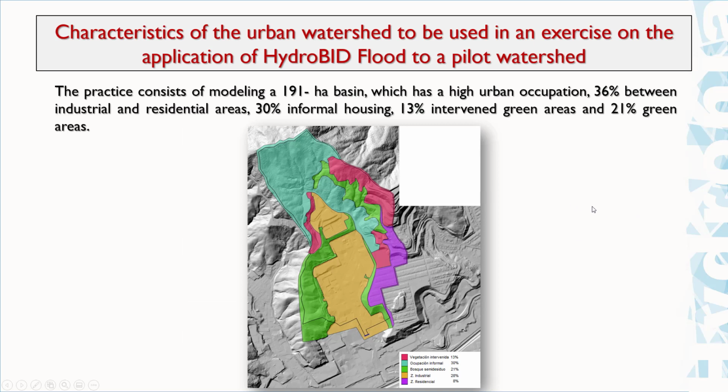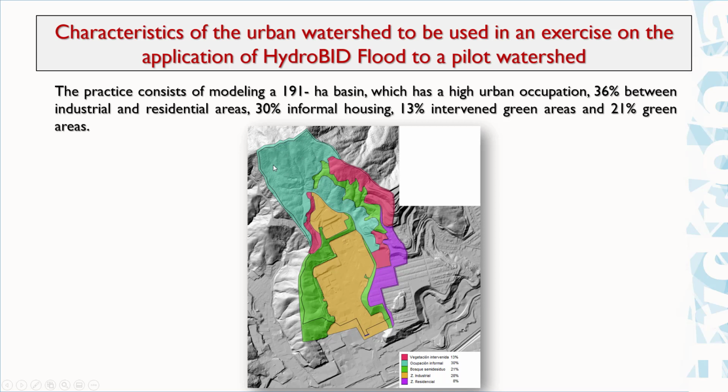Okay, now let's analyze the characteristics of the urban watershed to be used in the exercise on the application of HydroBID flood to a pilot watershed. You are going to use this information to do the exercise associated with this component. This is a watershed whose area is 191 hectares, almost 2 square kilometers, which has a high urban occupation: 36% between industrial and residential areas, 30% informal housing.